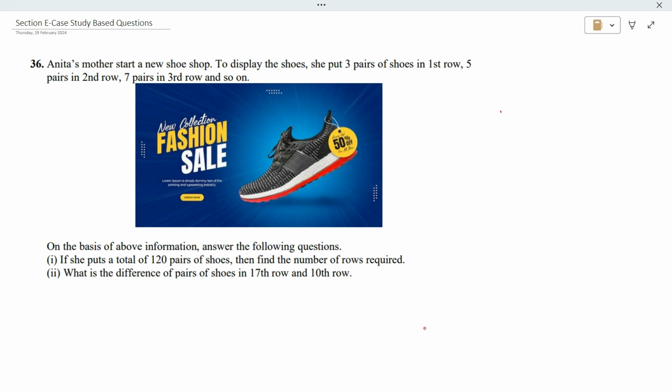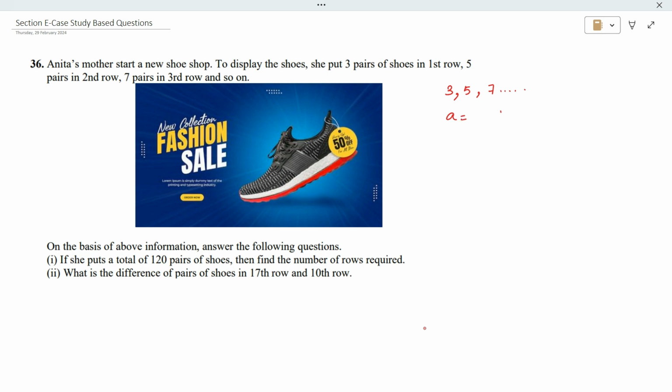In this video, we are going to discuss case study questions from sample paper 3. Anita's mother started a new shoes shop. To display the shoes, she put three pairs of shoes in the first row. So first write 3, and in the second row she has put 5 pairs of shoes, and in the third row 7 pairs, and so on. So it is in sequence and we need to find it.